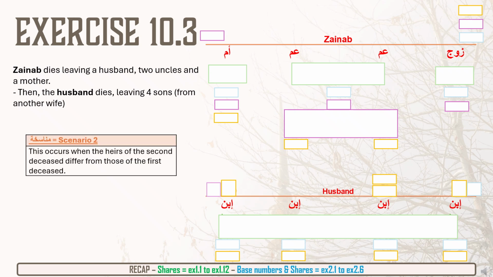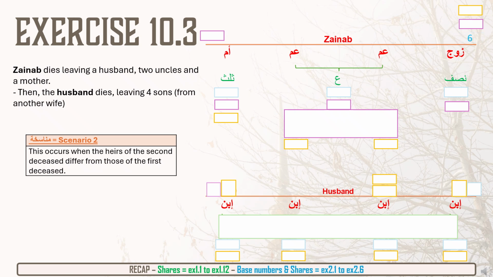So we'll start off, the first thing that we will do is give out the shares for Zainab's inheritance. The husband will get a half since there's no children. The 2 uncles will get asaba between them, and the mother will get thuluth because there's no children or siblings. Next, we choose a base number. Well, we've got a third and a half. The base number will be 6.